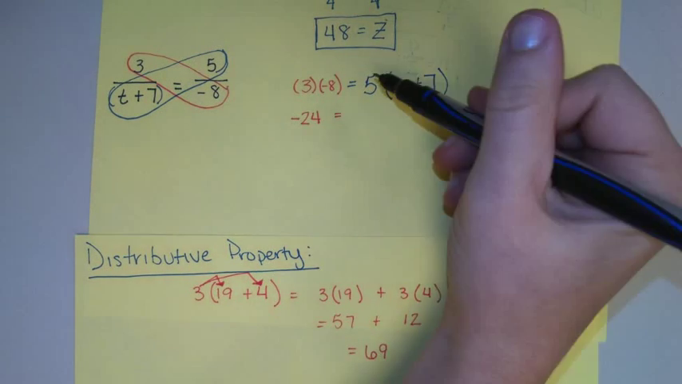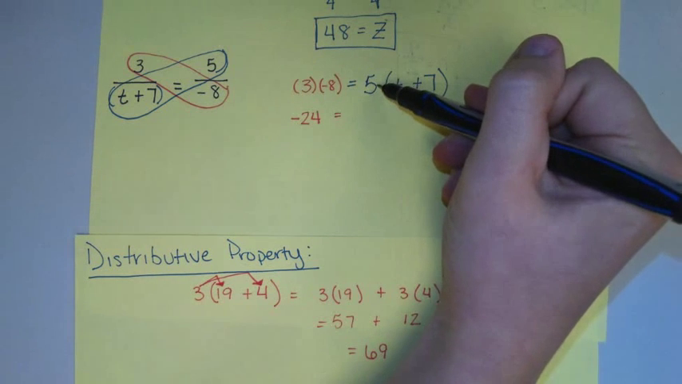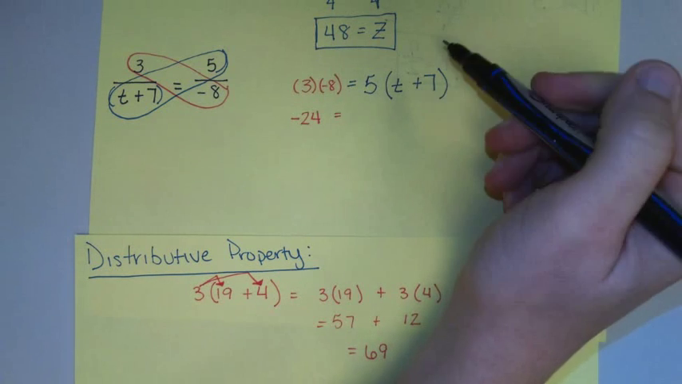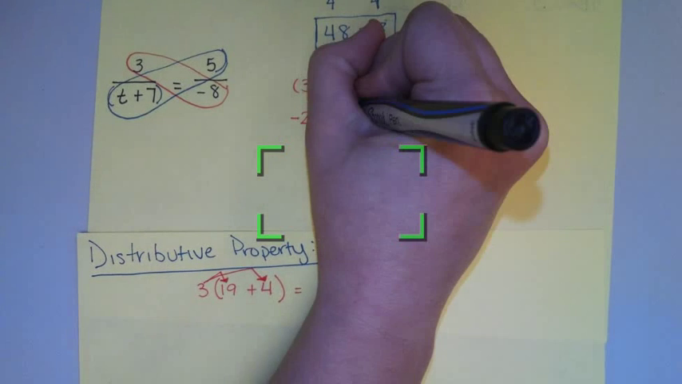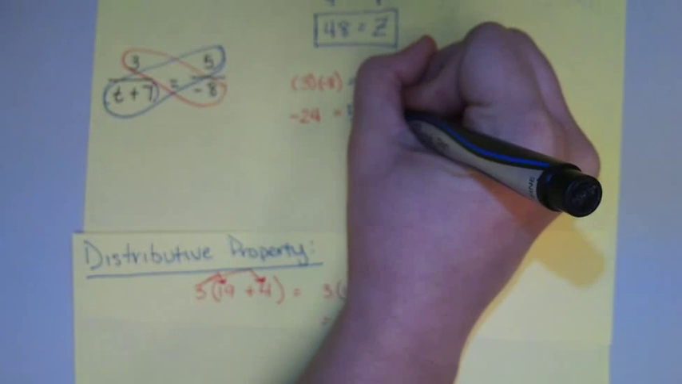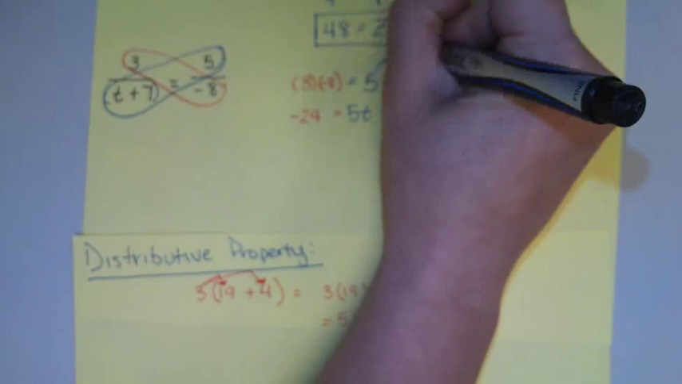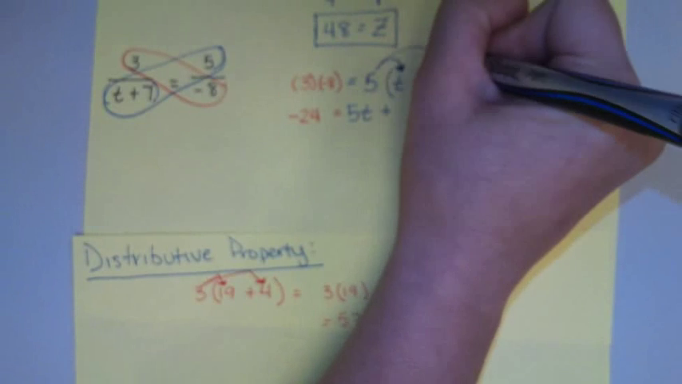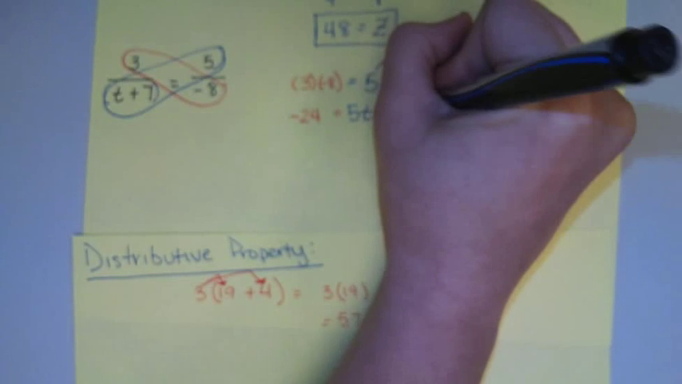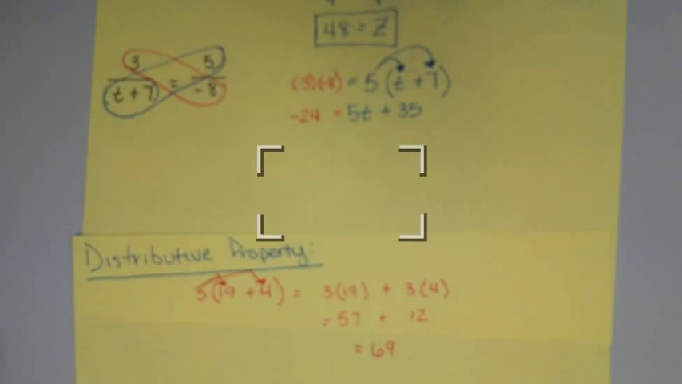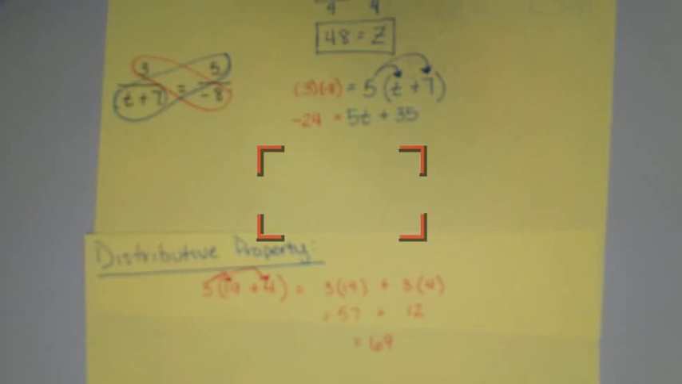Going to distribute my 5 because that's the number directly in front of my parenthesis. So 5 times t is 5t. Bring down my plus, and then I do 5 times 7, which is 35. Now I want to get my t by itself. I have a two-step equation.